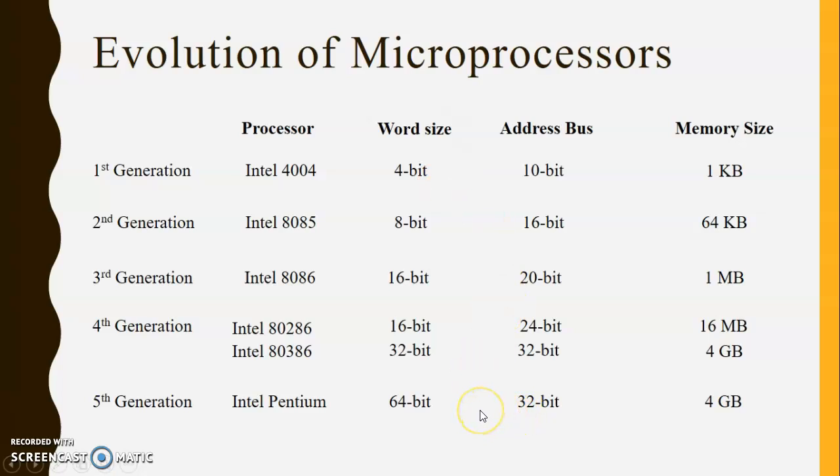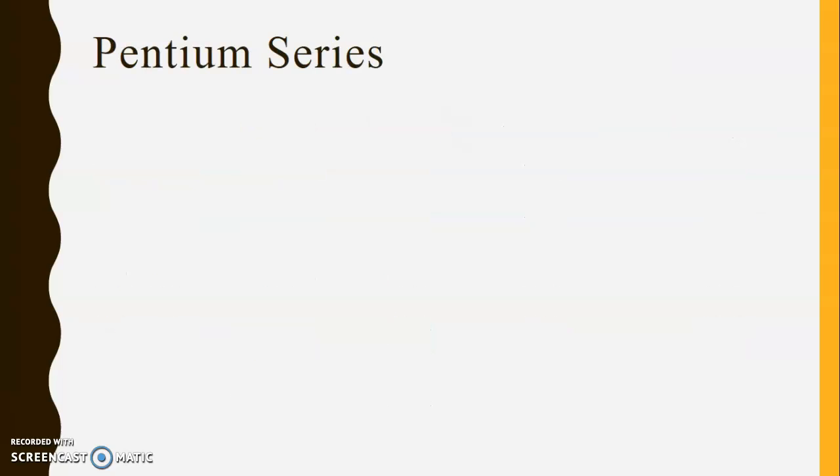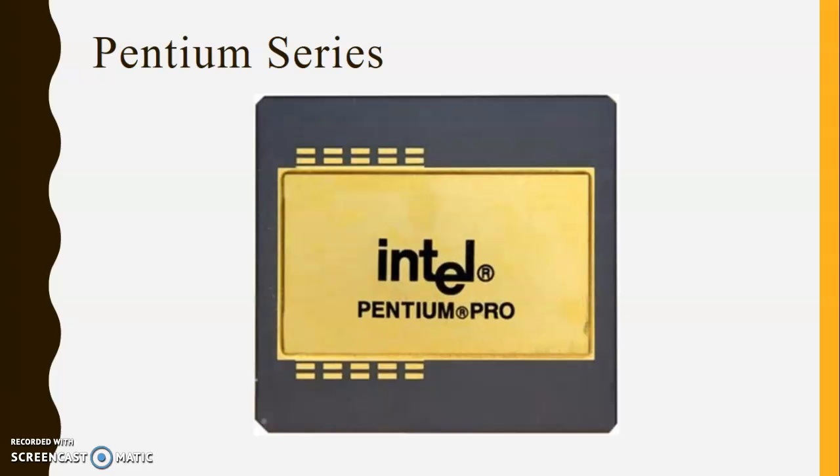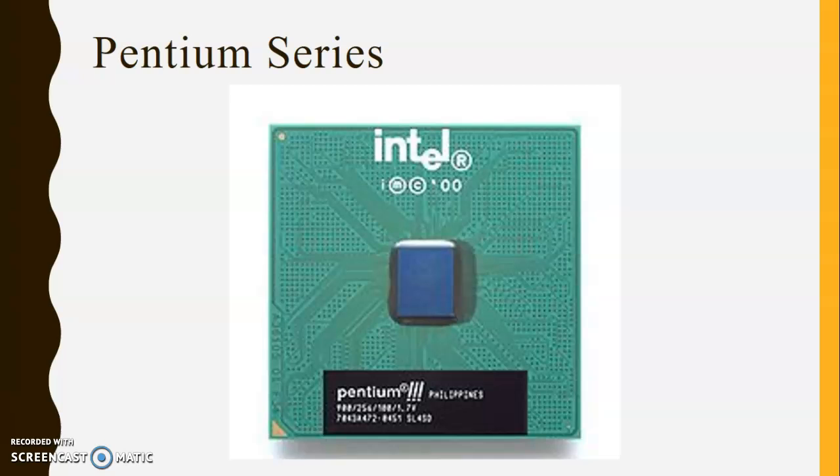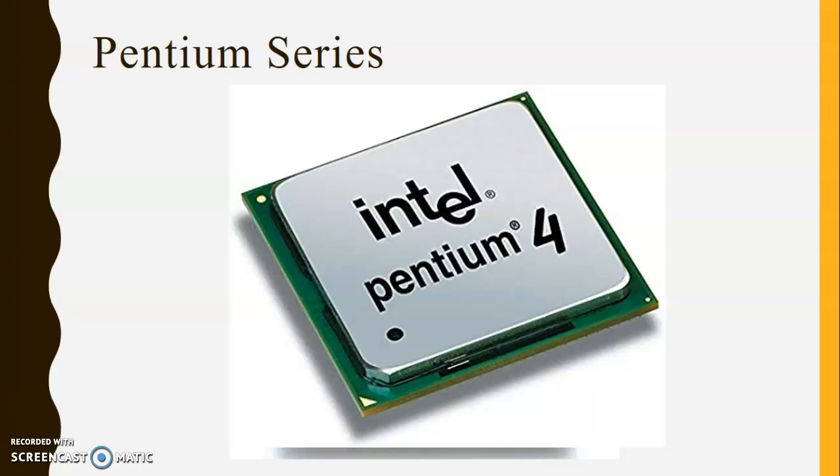But do you think 5th generation was the last? No. Even after Intel Pentium, we had few more processors. There was an entire Pentium series which consisted of Pentium Pro, after which came into picture Pentium 2. It was followed by Intel Pentium 3. Then came Intel Pentium 4.